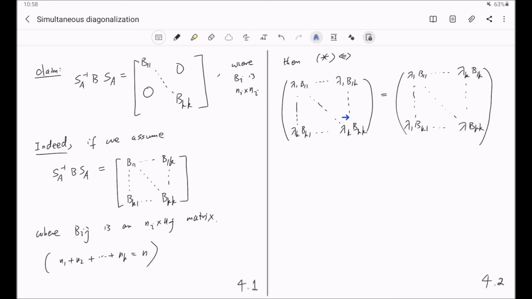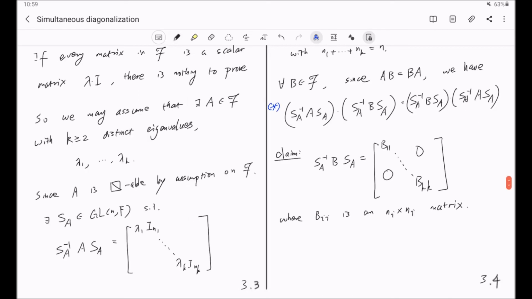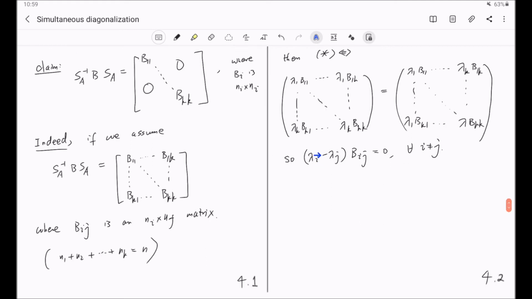By comparing the block entries of both sides, you get (lambda i minus lambda j) times B_ij equal to 0 for any i not equal to j. And because at the beginning we assumed lambda 1 through lambda k are distinct eigenvalues of A, this factor is non-zero. And therefore B_ij is equal to 0 for any i not equal to j. So this verifies this claim.